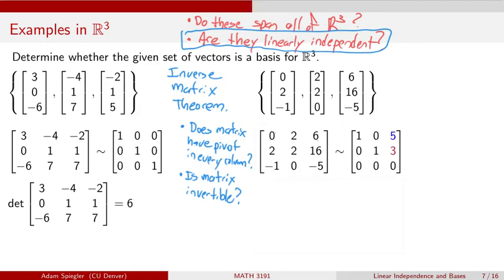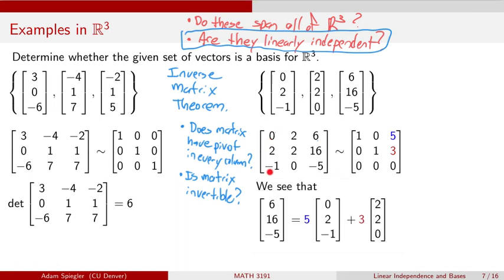So I could take this matrix of column vectors 0, 2, minus 1, 2, 2, 0, and 6, 16, minus 5, and write this in reduced row echelon form. And when we do that, we get the bottom row is all zeros. And we actually don't have a pivot in column 3. So columns 1 and 2 are pivot columns, but we don't have a pivot in column 3. So this means that these three vectors are in fact linearly dependent, and these numbers 5 and 3 are significant because they tell us exactly the weights that we need to apply to the first two vectors in order to combine them and generate the third column vector in this matrix.